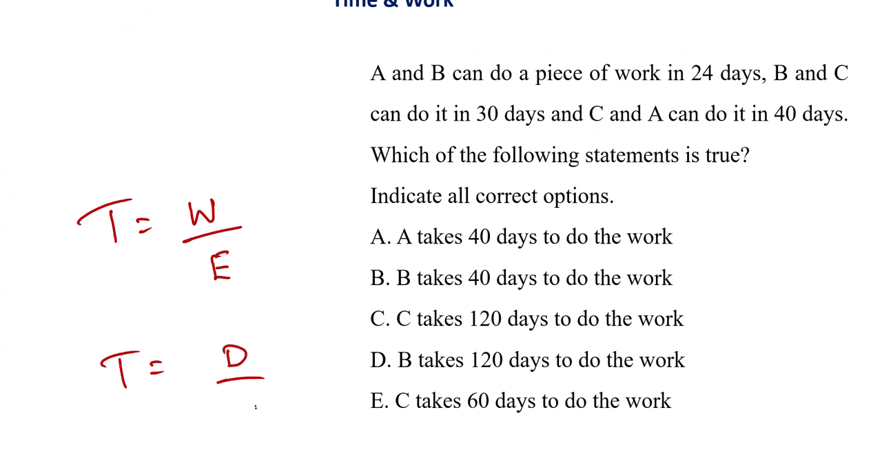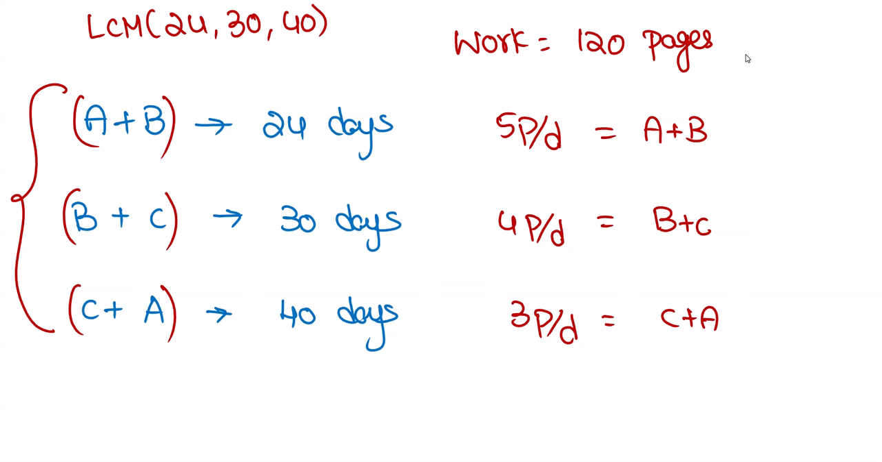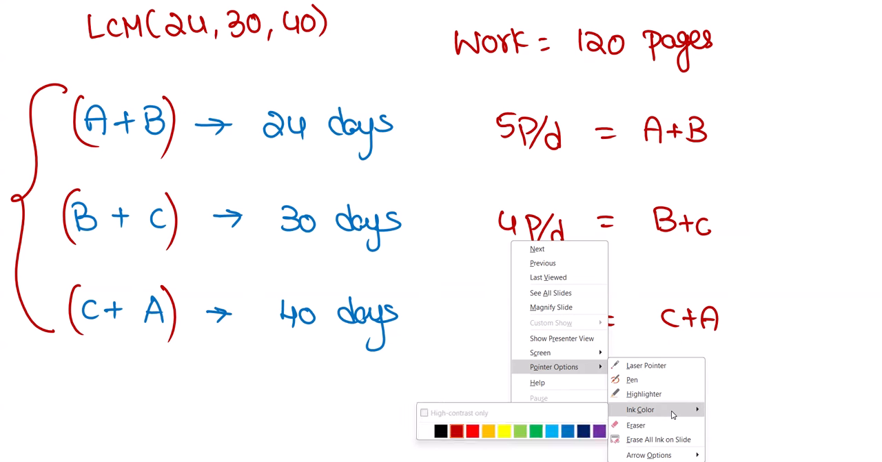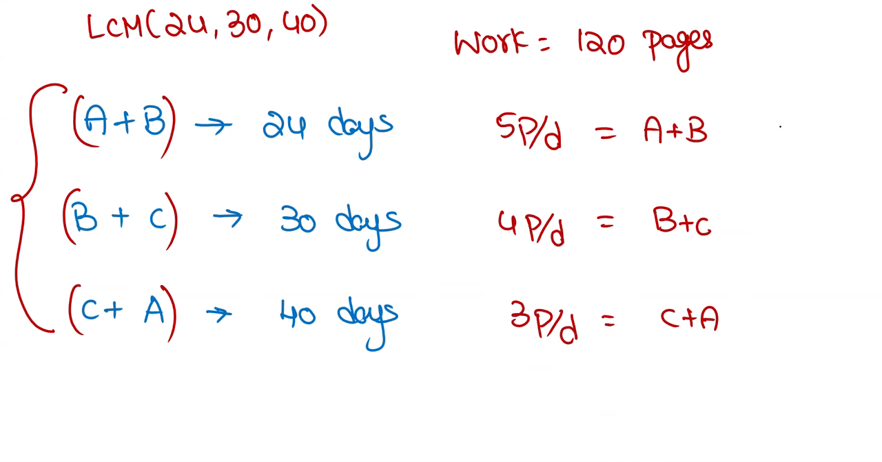Distance and work are same. I can say I had to walk 120 kilometers. I had to walk 120 kilometers in 24 days. Then this is 5 kilometers per day, 4 kilometers per day, 3 kilometers per day. Work is similar to distance. This efficiency is similar to speed. This all comes under efficiency.